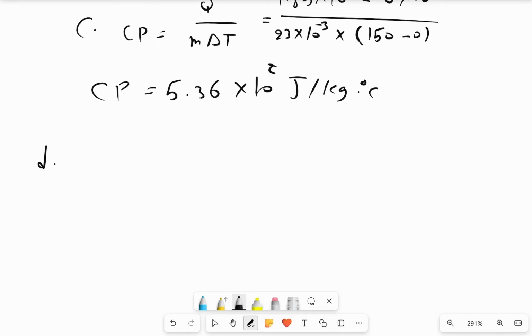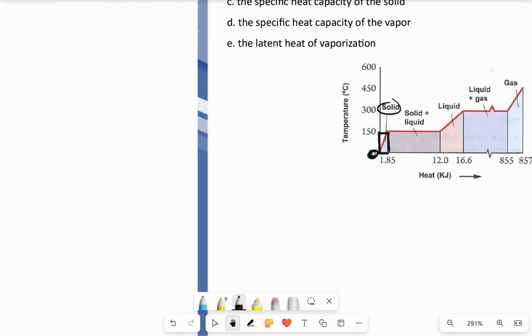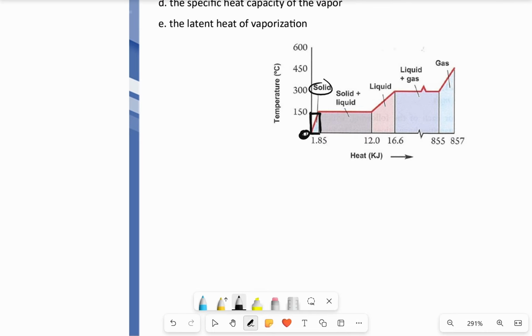We have D. It says the specific heat capacity of the vapor. So what does vapor mean? It means just here we have gas. Here, it's going to be from 855, look, temperature is going to be equal to 300, this is the initial, to 857, so temperature is going to be 450.